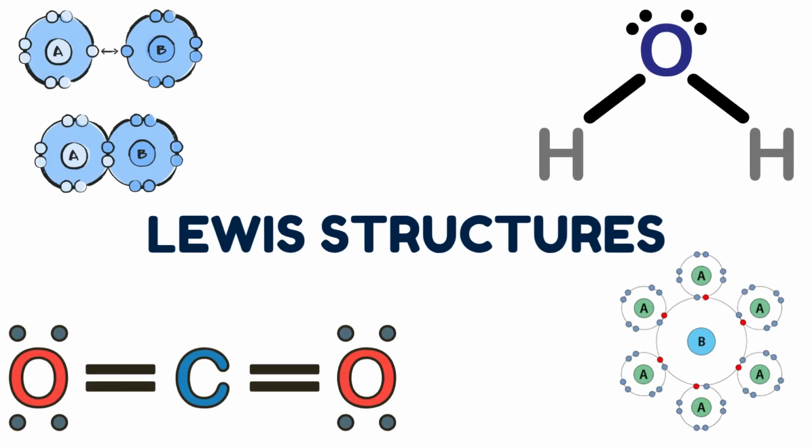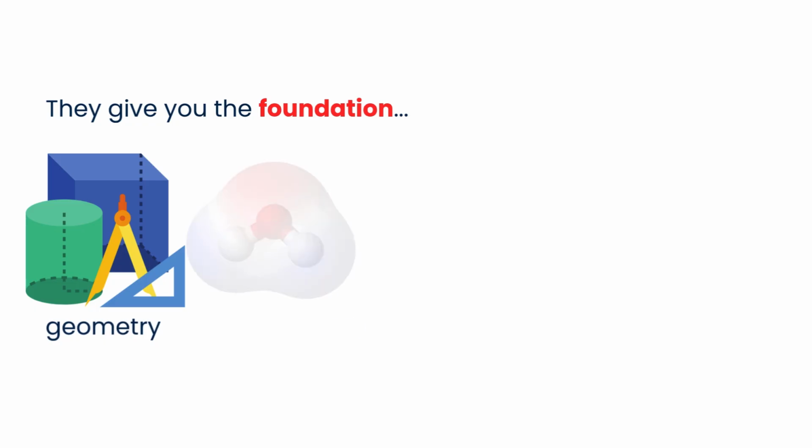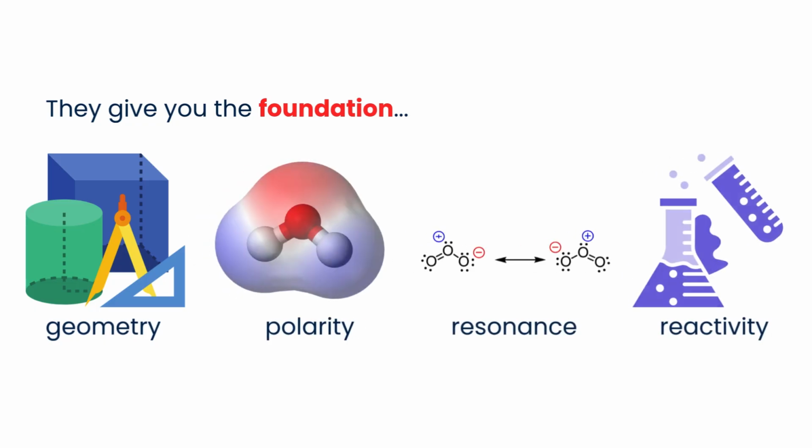Lewis structures are more than just dot drawings. They give you the foundation for predicting geometry, polarity, resonance, and reactivity. If you can confidently draw them, you'll unlock a whole range of MCAT chemistry questions.